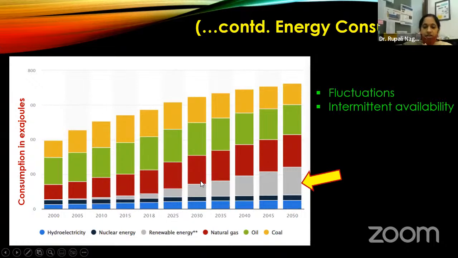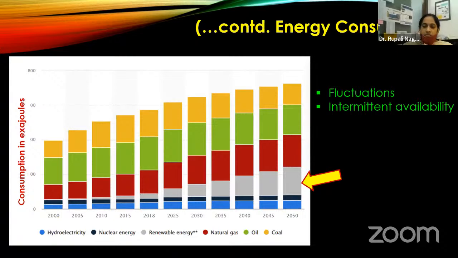Good thing is that if we talk about the coal, which is shown over here, the natural gas and the oil, they do not show any rise. And the welcoming step is the gray bars, if you can see. In exajoules units, the proportion of renewables is increasing.